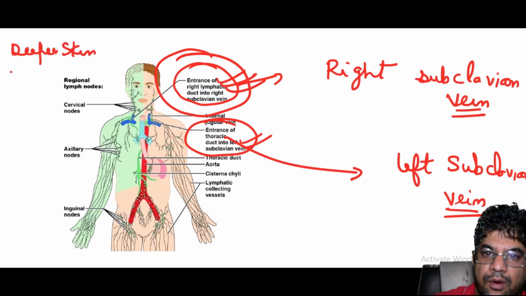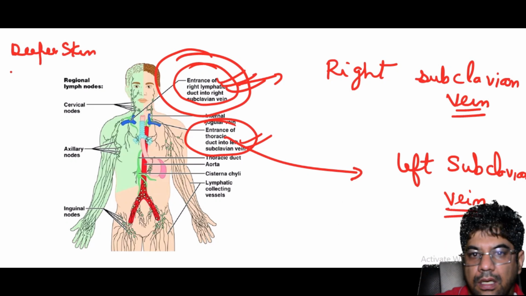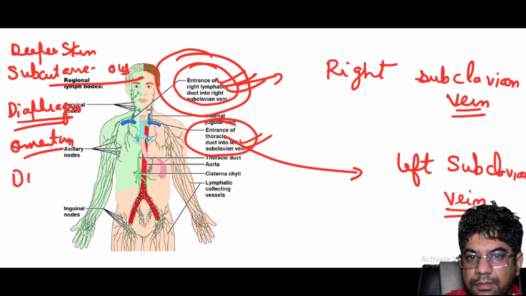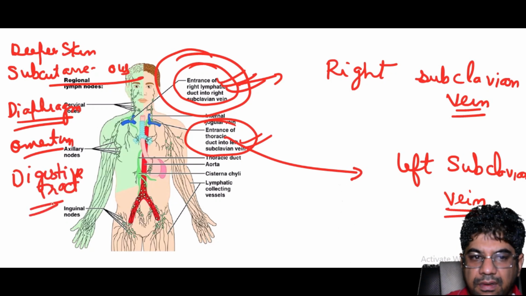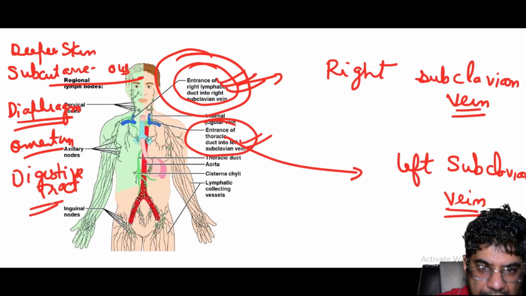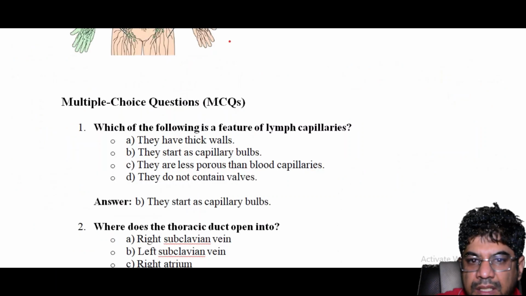Now let us discuss the situation of the lymph vessels. The lymph vessels are located in several regions of the body, like the deeper layer of skin, subcutaneous tissue, diaphragm, wall of abdominal cavity, omentum, and lining of the digestive tract. So name one region where lymphatic vessels are located. The answer is the deep layer of the skin.